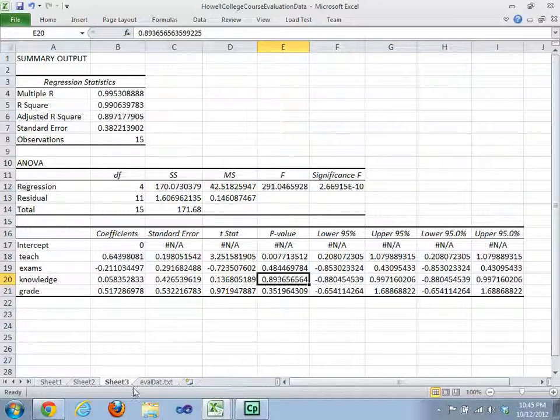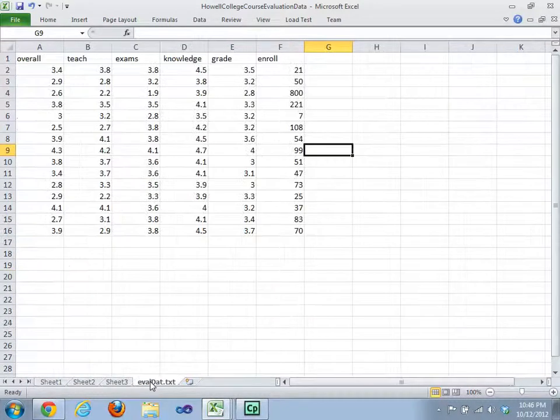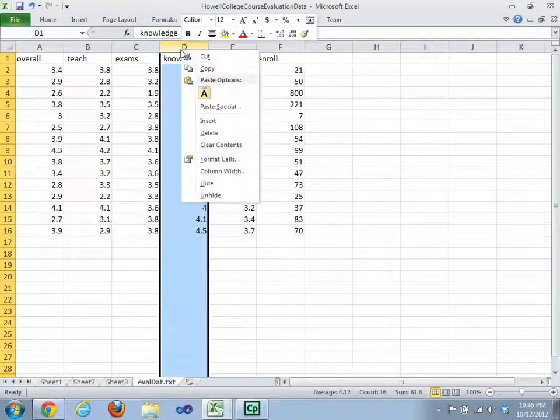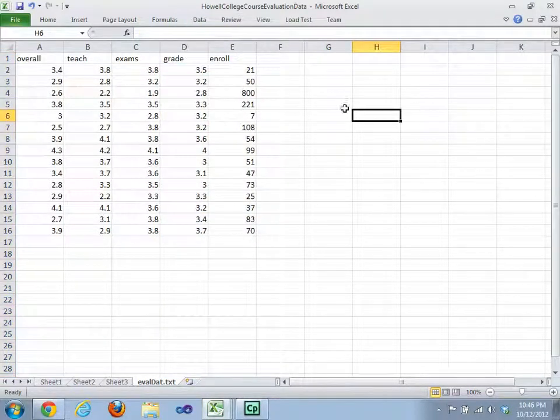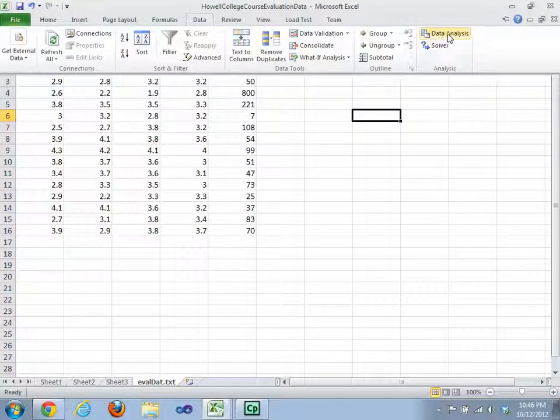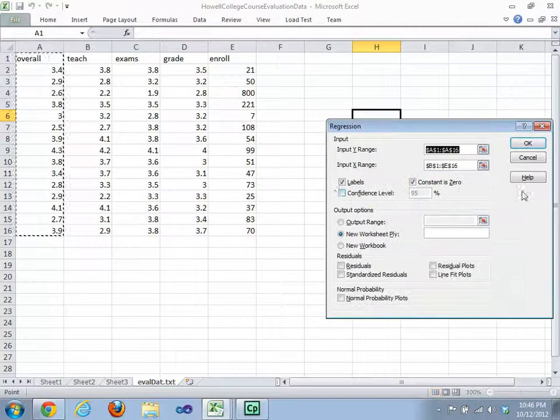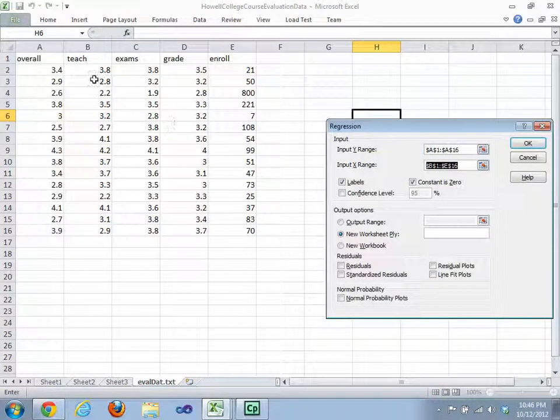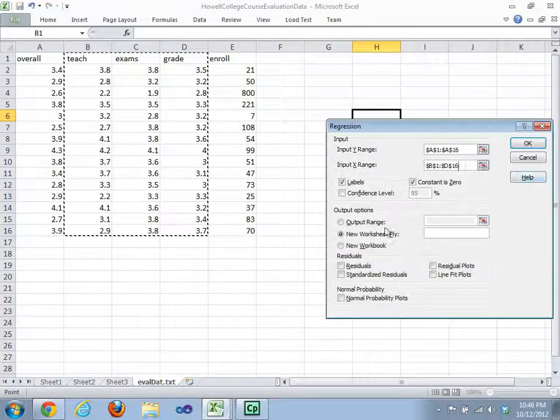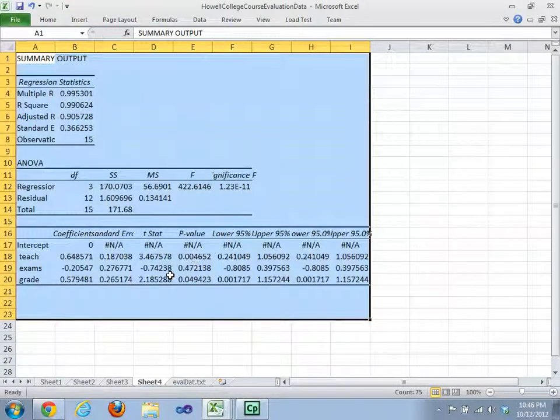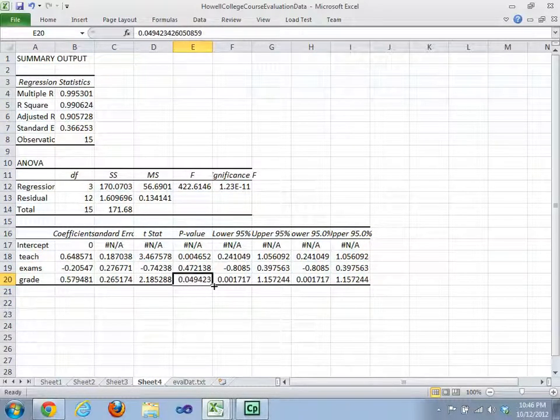So knowledge. Let's get rid of the knowledge factor. I'm just going to take that column and delete it. It's probably the easiest way to get it out of the middle there. Data analysis, regression. My X range is going to be just teach, exams, and anticipated grade. Click OK. And my p-values, my anticipated grade now looks like it's a contender. It's just under 0.05. Exams is still a problem. My R-squared is at 99%, which is still good.